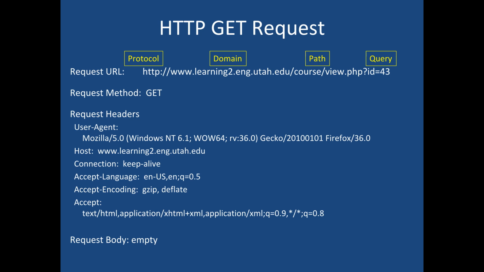So what's user agent? What's that look like? Right, that identifies what kind of browser issued the request. Host, that's just sort of a repeat of what the domain is up there. This has to do with keeping the underlying network connection alive after the response is sent. This says what our preferred language is to see the response in. This says you can compress the content before you send it back, that's okay. And you're willing to get back HTML or XHTML.